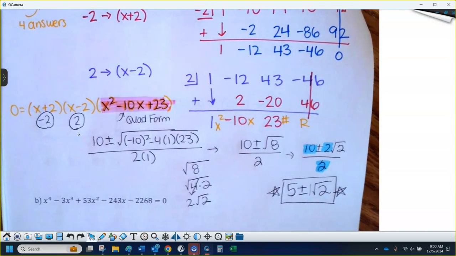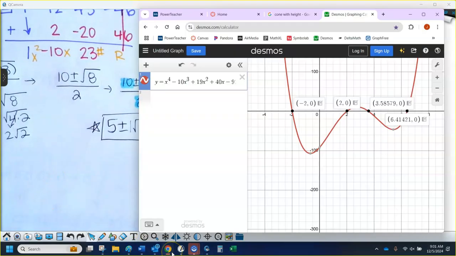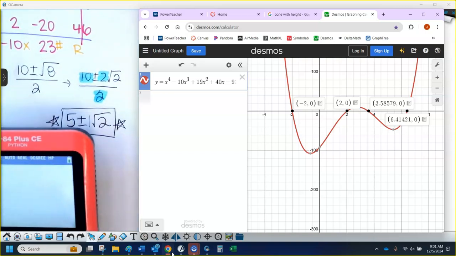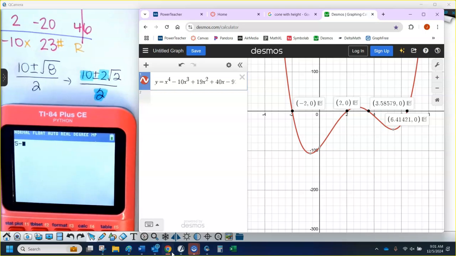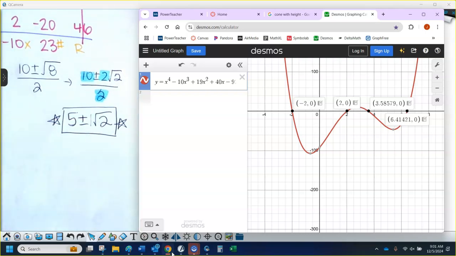Let me slide this to the side just so I can show this to you. If I pull the graph back up real quick, so you guys can see those decimal places. So you see one of them is like 3.58, whatever. If I do 5 minus the square root of 2, that gives me that 3.5 whatever decimal. If I do 5 plus the square root of 2, that's going to give me that 6.4 decimal. So that's what you're finding by breaking it down and using the quadratic formula. You're finding these exact answers.